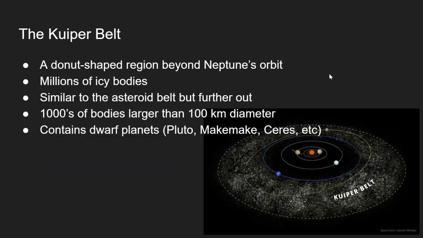Inside of that is what's called the Kuiper Belt. It's a donut-shaped region just beyond Neptune's orbit, with millions of icy bodies. It's similar to the asteroid belt, but it's just a little further out. There are thousands of bodies larger than 100 kilometers in diameter, and it contains dwarf planets like Pluto, Makemake, and Ceres. You can see there where Pluto is definitely part of that Kuiper Belt. You can see that very elliptical orbit. That's the orbit of Pluto, and it sits out in that belt.